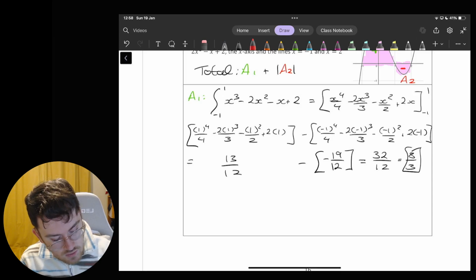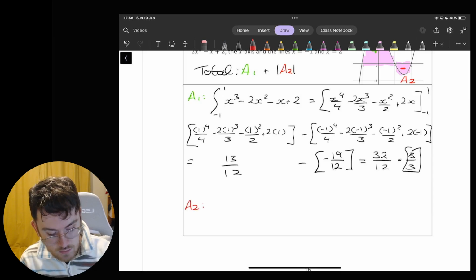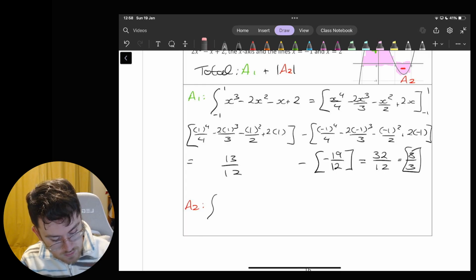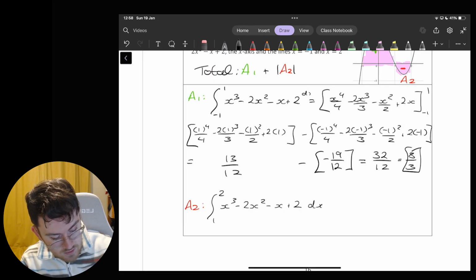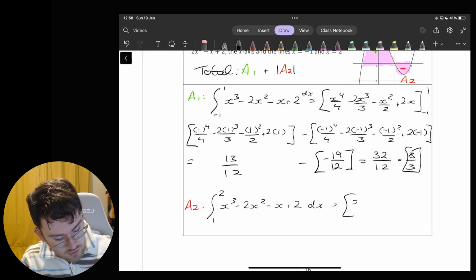Okay, A2 then, the second area, this is the one below the axis. That's between minus 1, or not minus 1, excuse me, that's between 1 and 2. Now, we already know what the integral is going to evaluate to, because it's the same function that we're evaluating. So it's only the bounds that have changed. Okay, I'm missing my dx here as well. So we've already, I suppose, done the integral. So we'll just copy that.